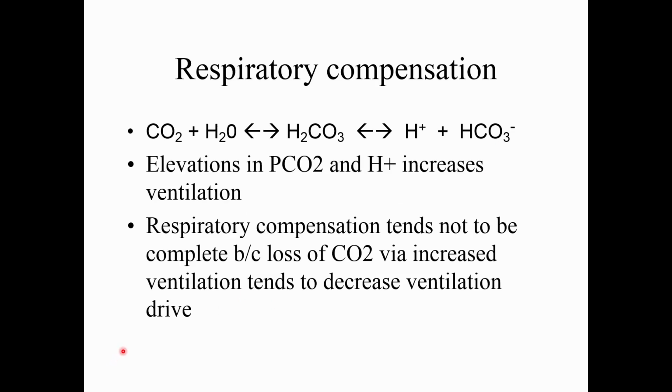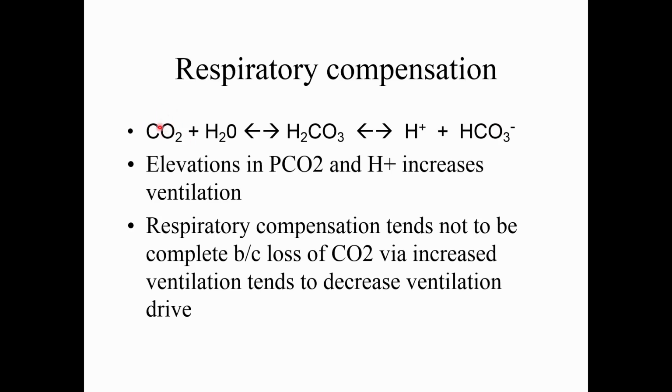Alrighty, so we can talk a lot about buffers. We also can talk about how your lungs help you compensate for pH issues. So a product of metabolism is CO2. You can add that to water, and in the presence of a very fast enzyme called carbonic anhydrase, we can produce carbonic acid. Carbonic acid then can dissociate into a hydrogen ion and a bicarbonate.